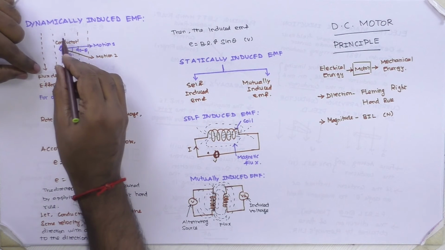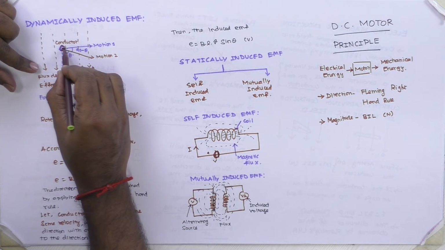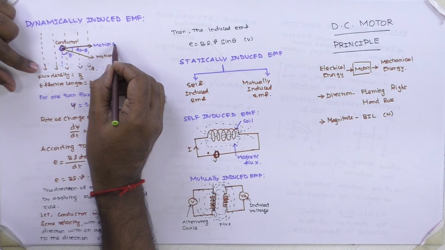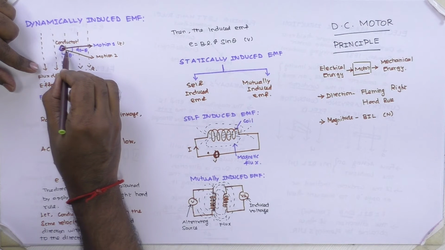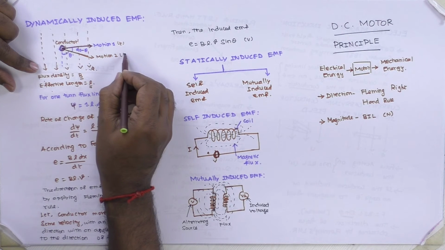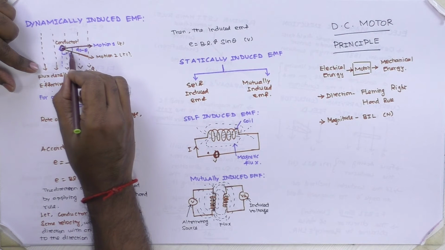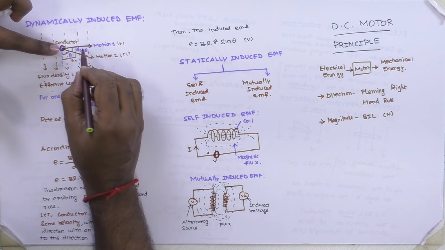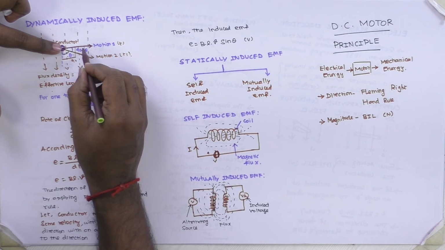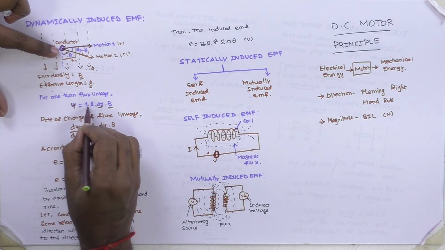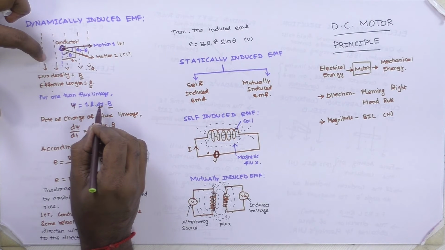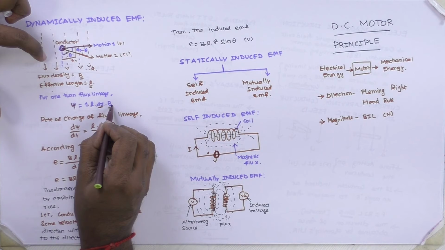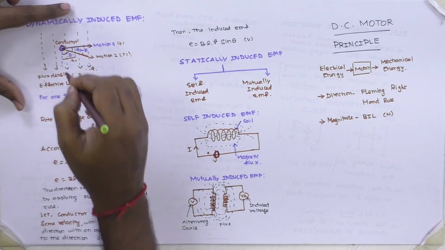Here this is the flux and this is the conductor. This is the conductor's position at time t, and this is the motion at another time t1. If the angle between the two motions is theta, assuming the total angle is 90, this is theta and this is 90 minus theta. What is the displacement distance? That is defined by theta, and here the flux linkage psi is equal to L, the effective length, into the distance moved dx, into B for one turn.